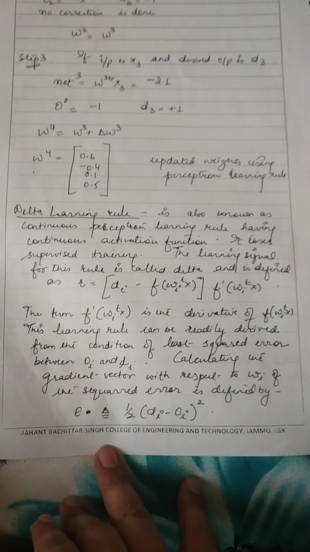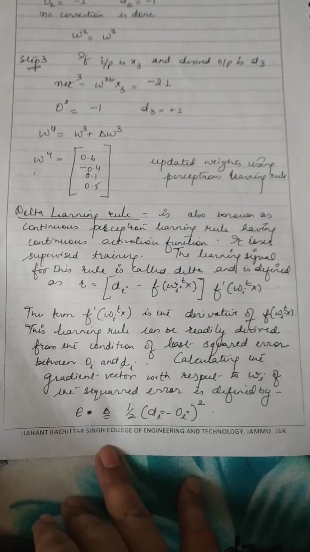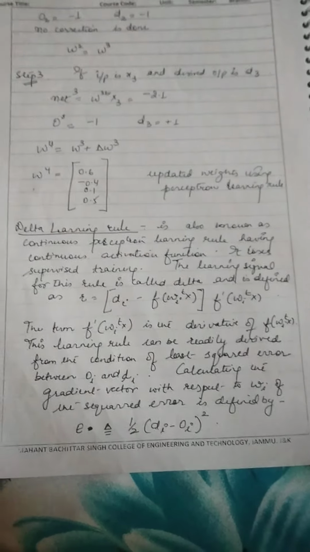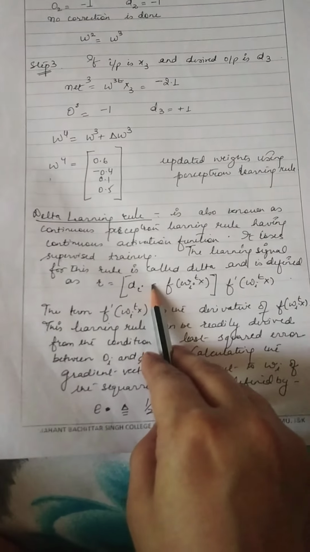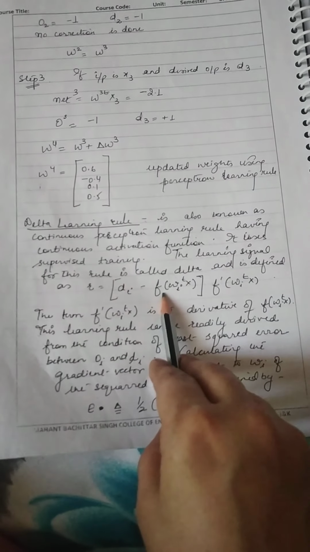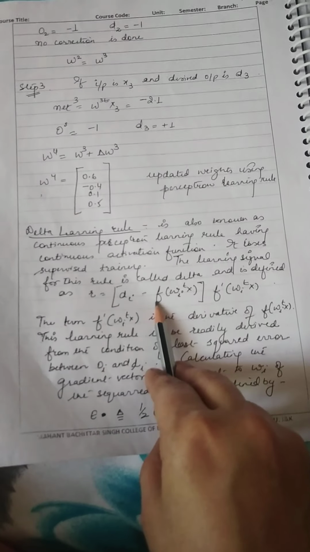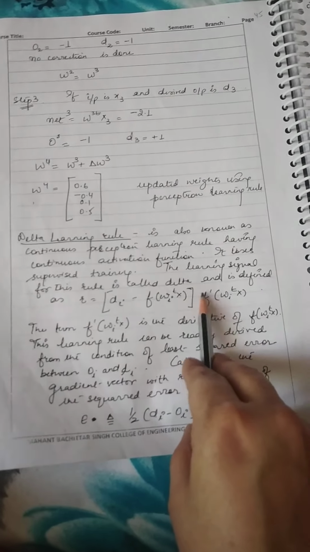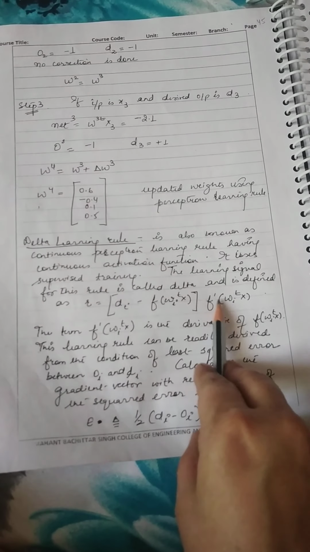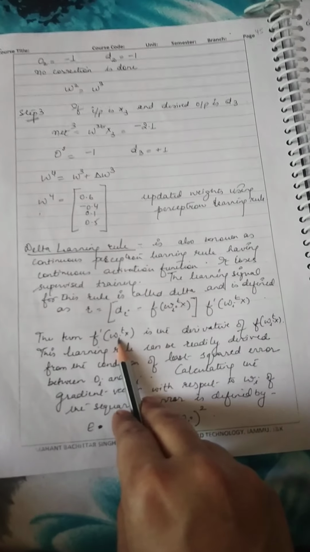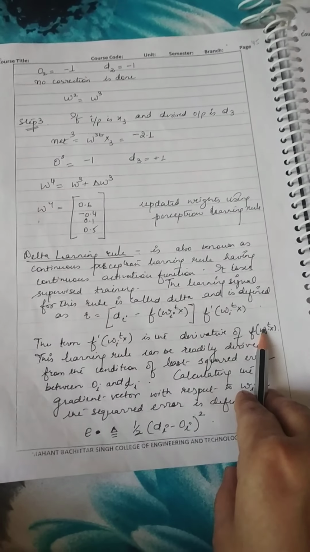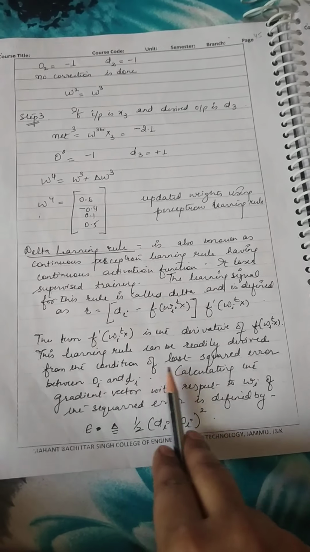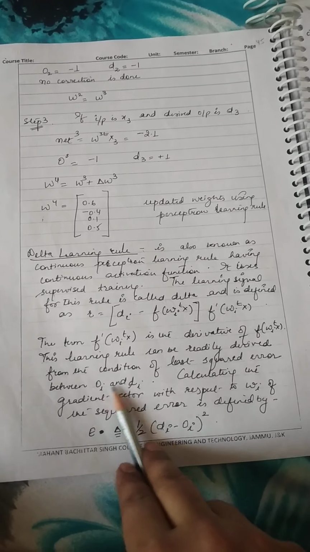It uses supervised training. The learning signal for the rule is called the delta, and it is given by the formula r is equal to (di minus oi) multiplied by f dash of net. Here oi is written as f of net, or f of weighted inputs, and f dash is what? It is the derivative of f of net. This learning rule can be readily derived from the condition of least squared error between oi and di.